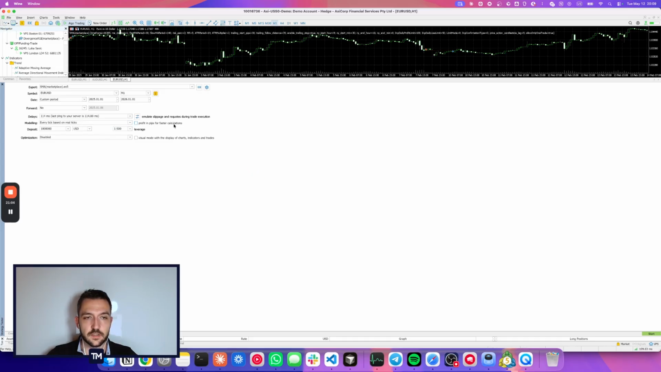Profit in pips for faster calculations. I think this is regarding how it shows some stuff later. This is turned off for me mostly, so I don't think you should care about this that much.